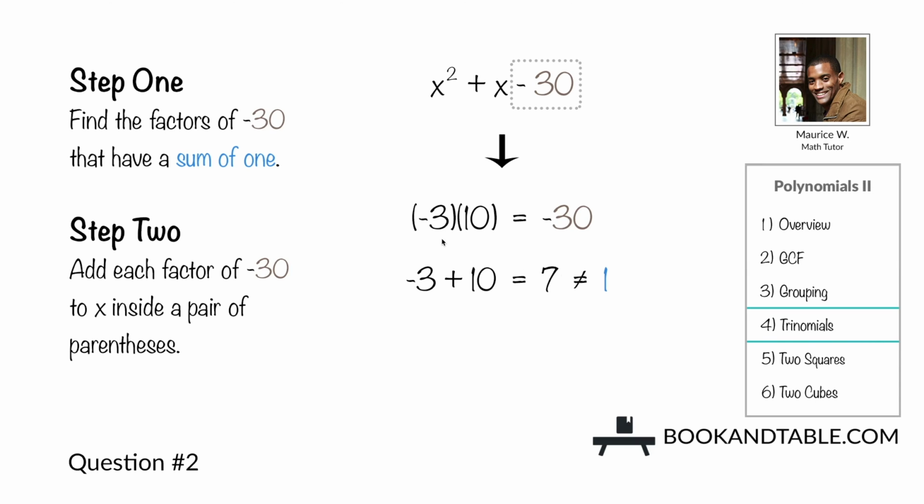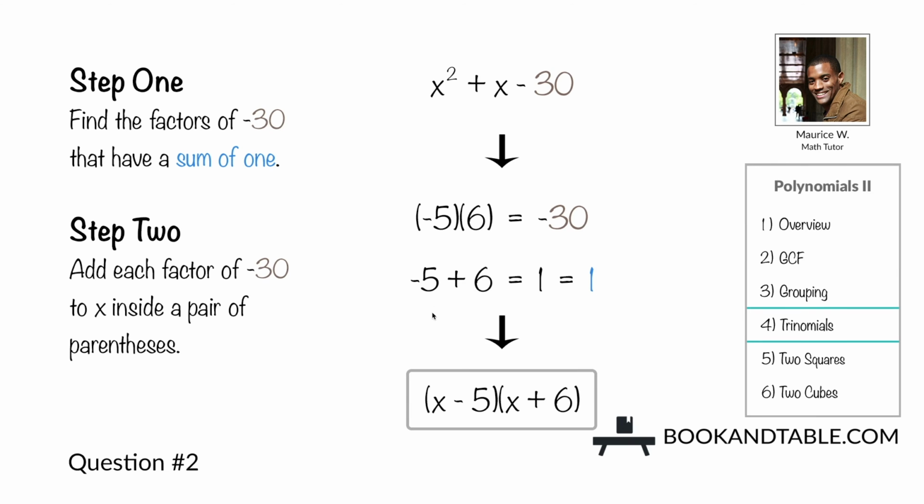So now we'll take a look at another set of factors that equal negative 30 when you multiply them. Negative 3 times 10. But when we find the sum of these two factors, we get negative 3 plus 10, which is positive 7, and that does not equal positive 1. So then we go to our final set of factors of negative 30, negative 5 times 6. And luckily, when we add them together, we see that we get positive 1, and that does match the coefficient of our x. So negative 5 and positive 6 are the two factors we were looking for. And now we add each of them to x inside a pair of parentheses, giving us x minus 5 and x plus 6.